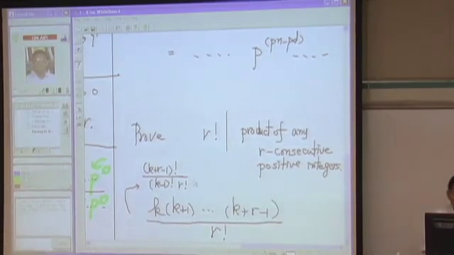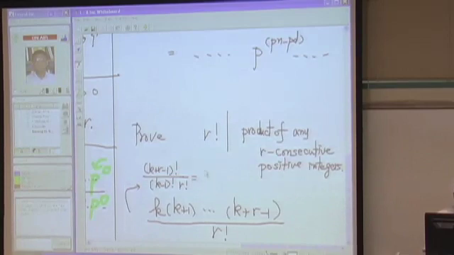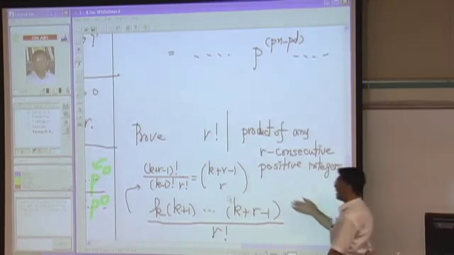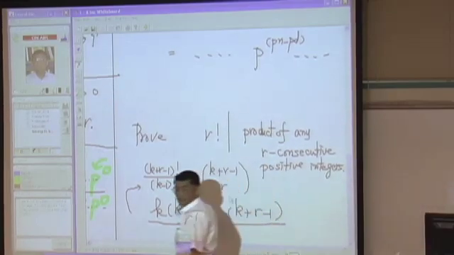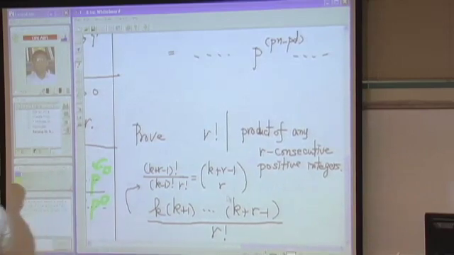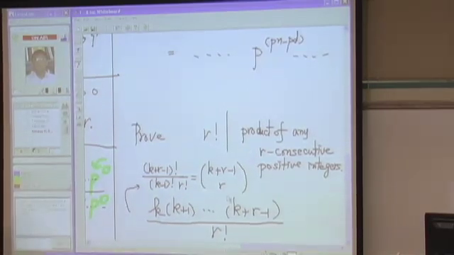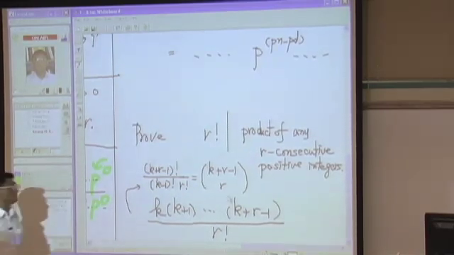Now, after this, we can write this using binomial representation. And I proved that this is an integer. So this is an integer. Done. And all these proofs come from very simple counting.